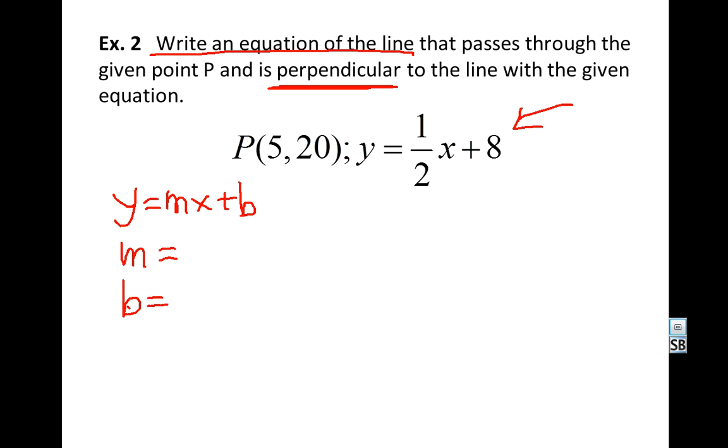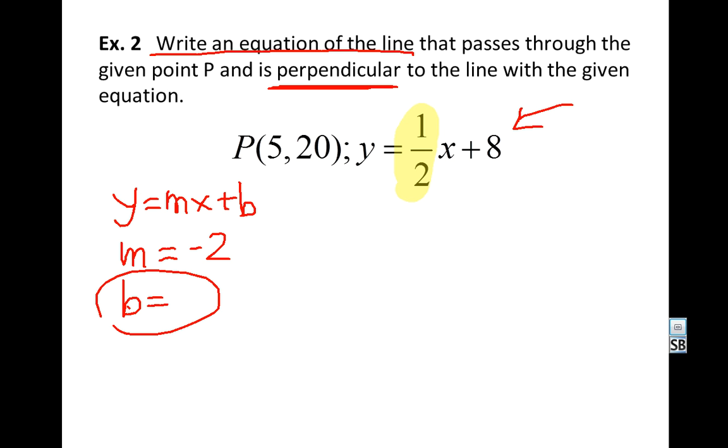The slope, well, I know that the slope of this line here is 1/2. So the slope of my line that's perpendicular to this line has to be the opposite reciprocal of 1/2. What's the opposite reciprocal of 1/2? Hopefully you said in your minds or out loud, -2. All I need now is my y-intercept.